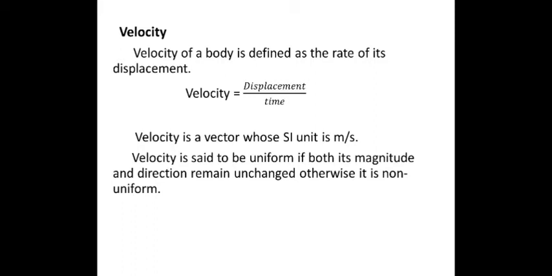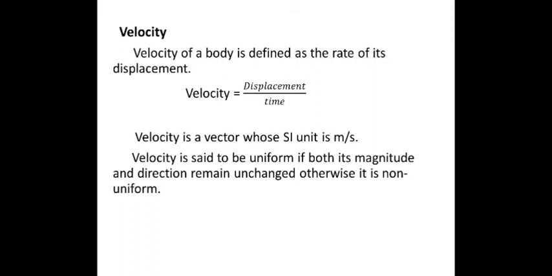Here you can see the formula of velocity: velocity is equal to displacement by time. The unit of displacement is meter and the unit of time is second. So you get the SI unit of velocity as meter per second.